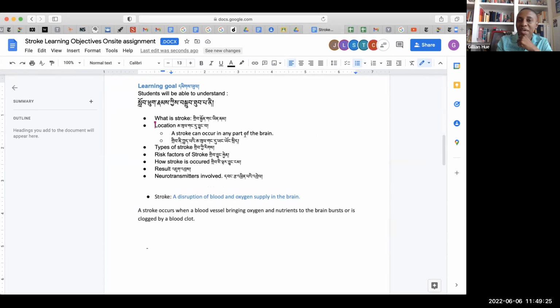So I made some edits. Just one quick thing, I saw here you said a stroke can occur in any part of the brain, and I moved that close to location.